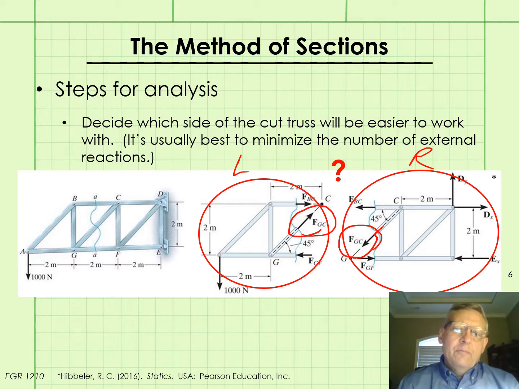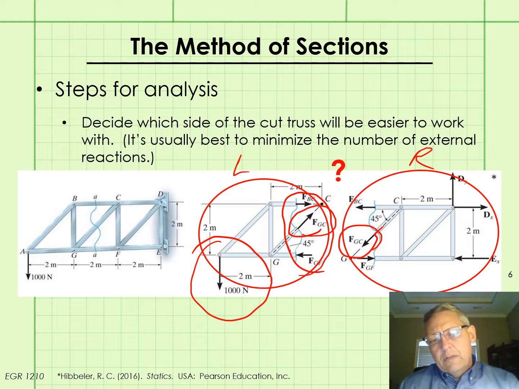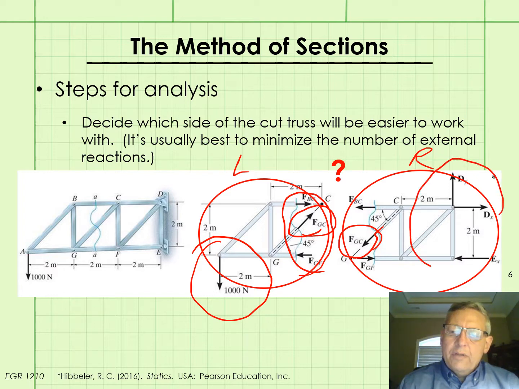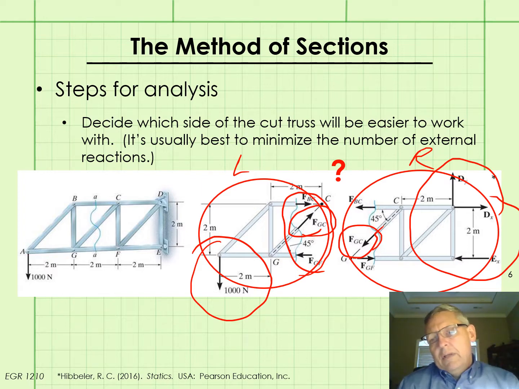Do I want to work with the left side of the cut or the right side of the cut? We want to pick the side that's easier to work with, and hopefully you can see that the left side would be the choice here, because in addition to the 3 unknowns, the only other force I'm dealing with is a known force here at the end of the truss, that 1,000 Newton force, which I know its magnitude and direction. Whereas on the right side of the cut, I've got the support reactions, which are unknown at this point.